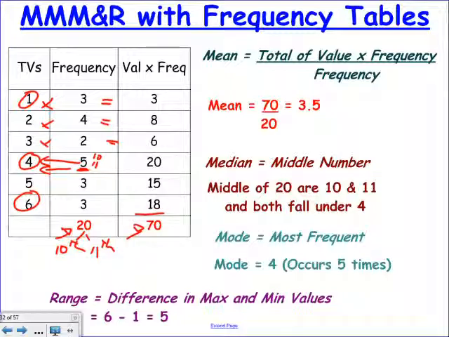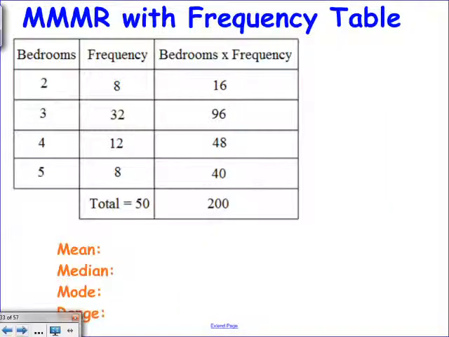So to work out the mean, median, mode and range of a frequency table is probably the hardest thing you'll have to do in Unit 1 if it comes up. Sometimes it does, sometimes it doesn't. So here's one for you to do. I've done you a favour. I've multiplied the frequency by the number of bedrooms. So this is our famous bedroom study.